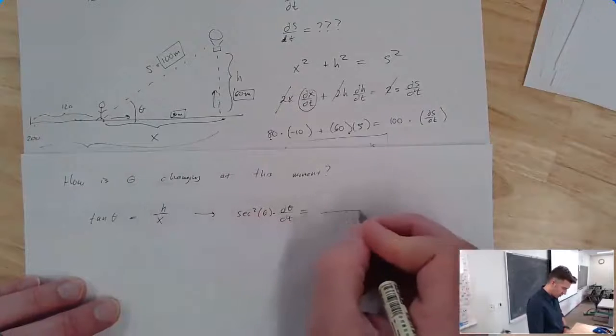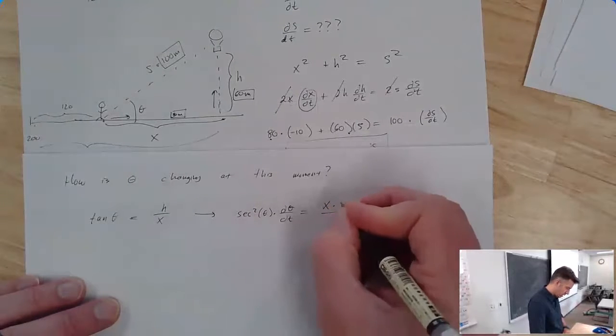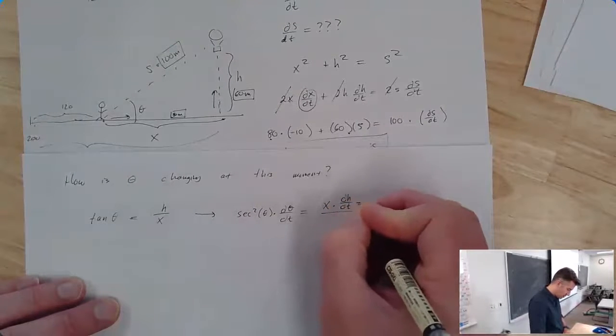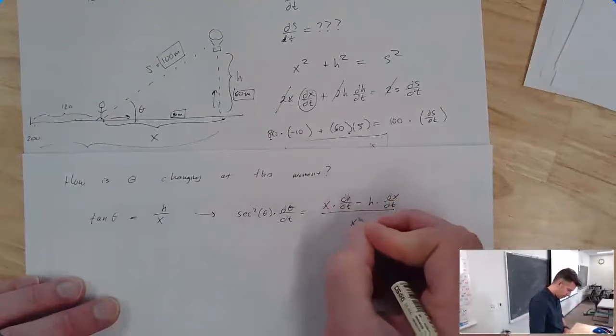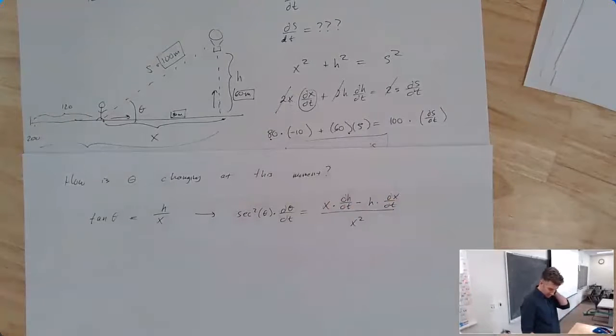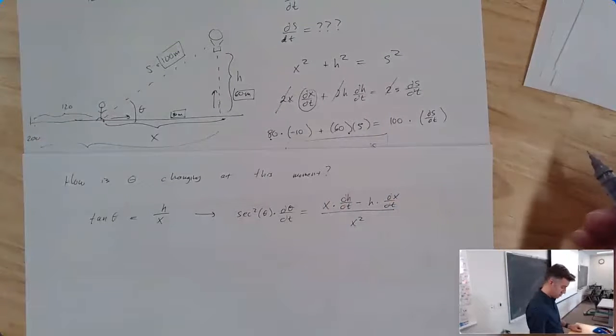And I'm going to use the quotient rule here. So it's going to be the bottom times the derivative of the top minus the top times the derivative of the bottom, all divided by the bottom squared. And now we have to plug in all the things we know.